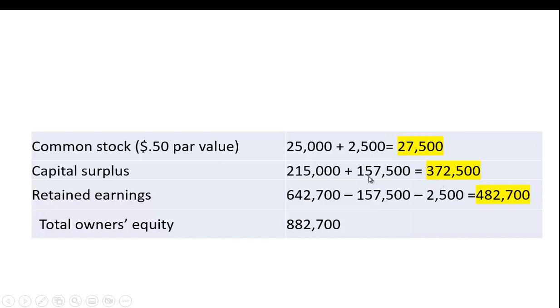So we add this to the original 215,000, and then the new retained earnings is going to be the old retained earnings minus the new capital surplus minus the new common stock of 2,500, and we get 482,700. And if we add these three numbers in yellow up, we should have the same owner's equity of 882,700. So relatively straightforward, but a bit confusing, including to myself, if you haven't done this before.